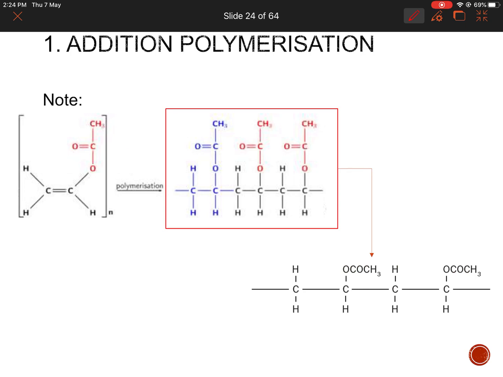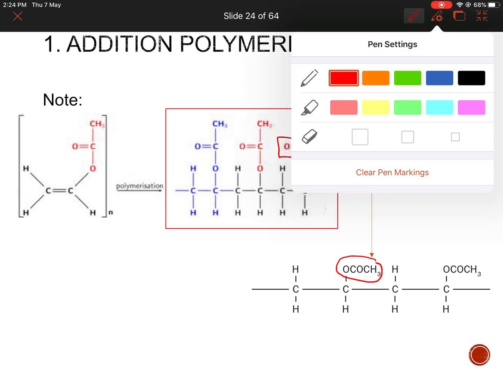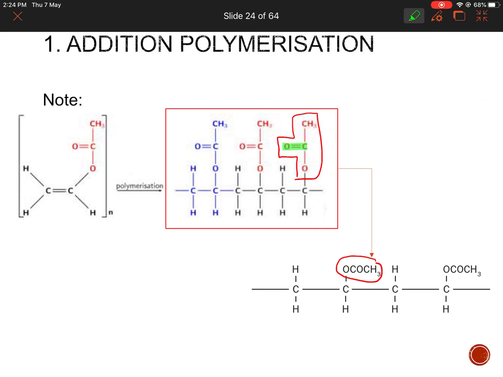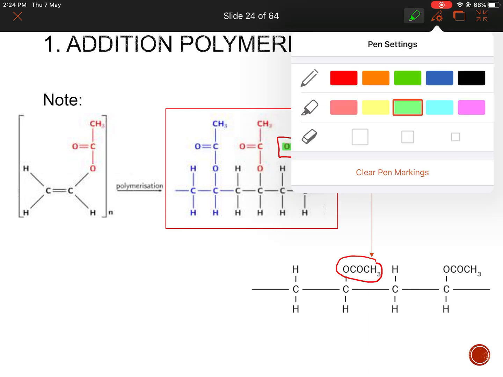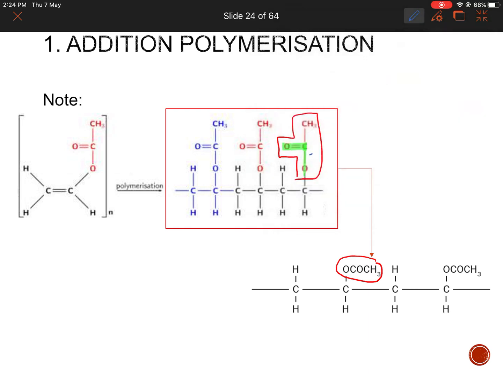Okay, this slide we don't really need to know. It's just showing you, when I have this branch OCOCH3, what the actual structural formula looks like. So if you recall, what kind of linkage is this? C double bond O. Realize that this is actually an ester. This is an ester linkage.